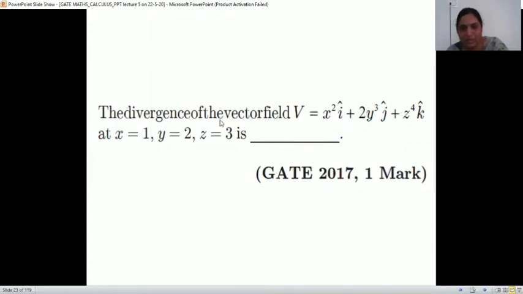Once again, it is divergence of the vector field, that is del dot V bar. We have to find dou by dou x of the first component. As divergence is a scalar field, i bar, j bar, k bar will not be there. So dou by dou x of x square, 2x plus 6y square plus 4z cube. This is del dot V bar. But it is asked to find at some particular point 1, 2, 3. X is 1, y is 2, z is 3. Can you tell me answer now?